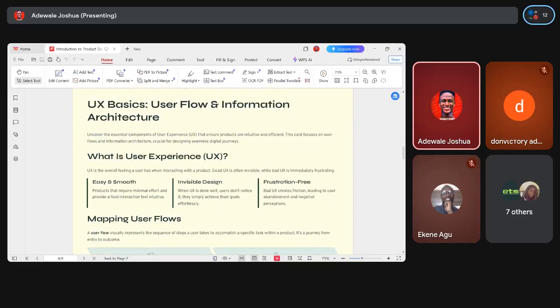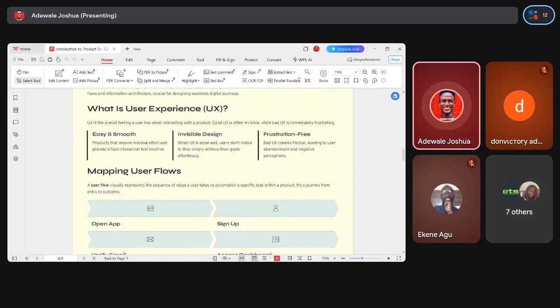So yeah, user basics, user flow, information architecture. What is user experience? UX. We all know that. UX is the overall feeling a user has when interacting with a product. Good UX is often invisible. Bad UX is immediately frustrating.